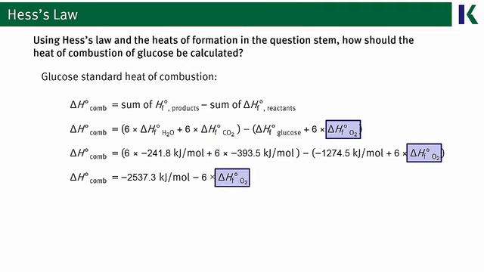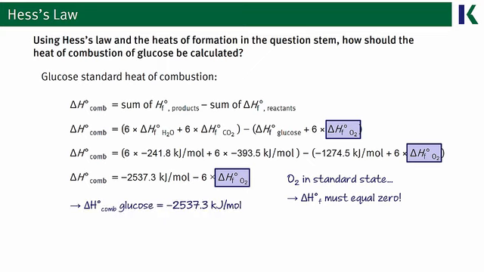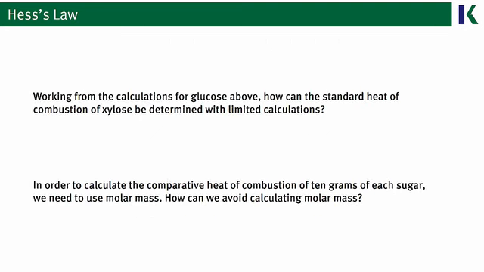What's the heat of formation of oxygen? Because the heat of formation is a change of enthalpy during the formation of a compound from its constituent elements in their standard states, and oxygen is in its standard state, the standard heat of formation must be 0. In other words, if you give me O2 gas, I won't need any energy to turn it into what it already is. Because that missing value is 0, the heat of combustion of glucose is minus 2537.3 kilojoules per mole.